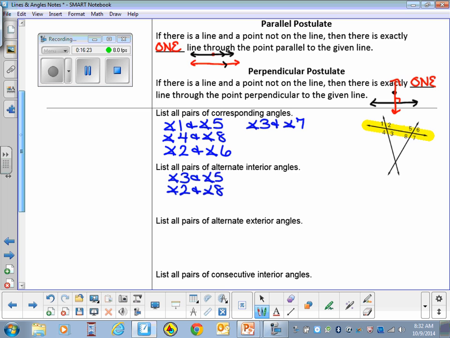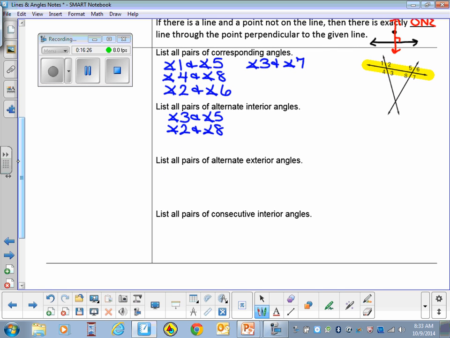Okay. All pairs of alternate exterior, and again, you've already told me there has to be 2. Sarisha? 4 and 6. What's the second pair? Vibha? 1 and 7. Okay, consecutive interior, there has to be 2 pairs. Will? Angle 3 and 8. And the next pair? Angle 2 and angle 5. Angles 2 and 5.